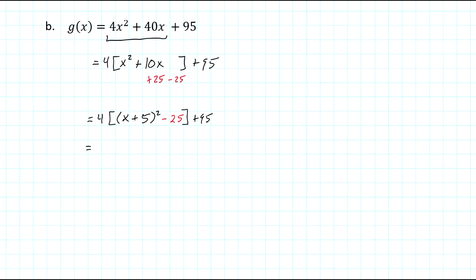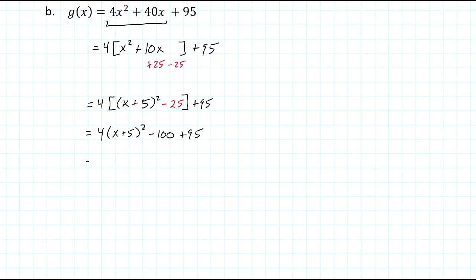So I'm going to distribute the 4 across. 4 times x plus 5 squared, and then the 4 times minus 25 is minus 100. And then I'll have that plus 95 still. I don't know, I was a little too hopeful. I was hoping that I'd have a perfect square there, but it's not going to be. We're going to have 4 times x plus 5, quantity squared, minus 5.